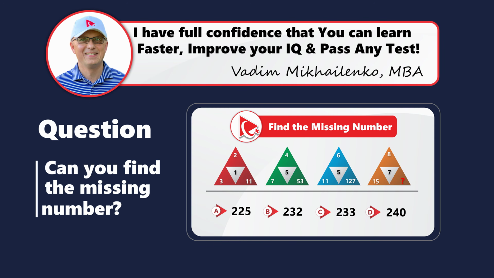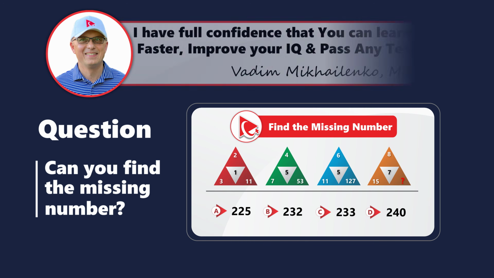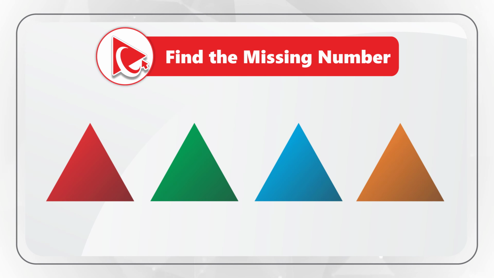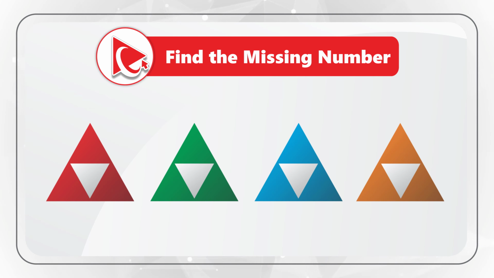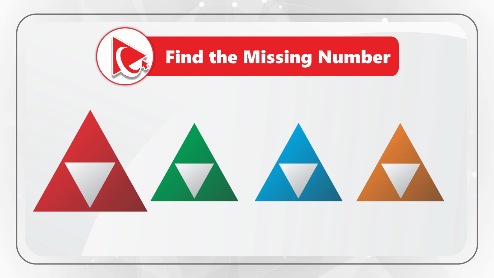Here's the famous 4-square triangle question that you frequently see on the test. You're presented with 4 triangles. In each triangle, there is a smaller triangle which breaks it down into 4 parts. Each part has a number, and in one small triangle, the number is missing. The first triangle has numbers 3, 2, 11, and number 1 in the middle.